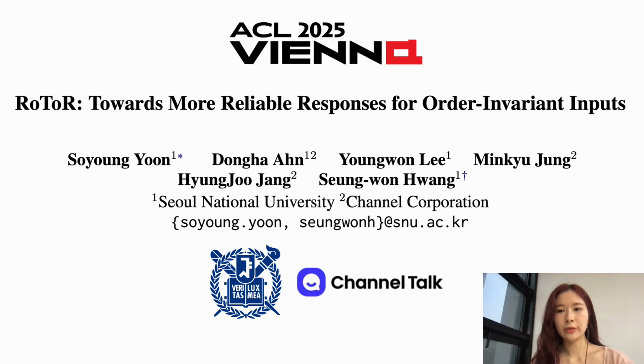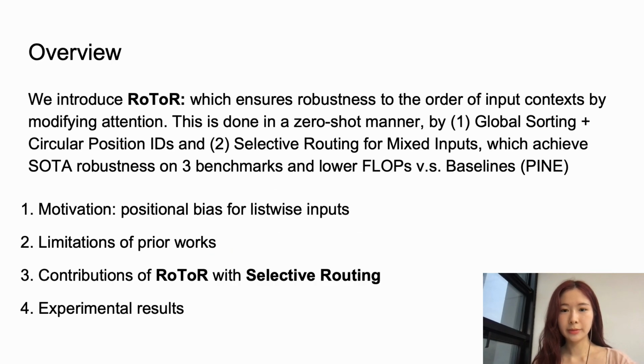Hello, I'm Soyoung Yun from Seoul National University, and I'll present our ACL 2025 work, RoToR, towards more reliable responses for order-invariant inputs. This is a joint effort with Seoul National University and colleagues at Channel Talk. The key theme is positional robustness. How can we keep large language models reliable when the order of parallel segments, rows, choices, facts should not matter?